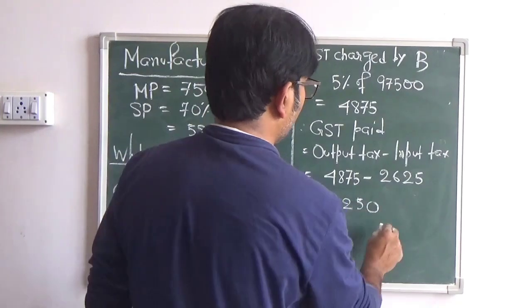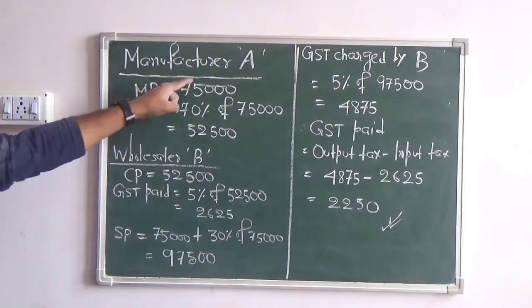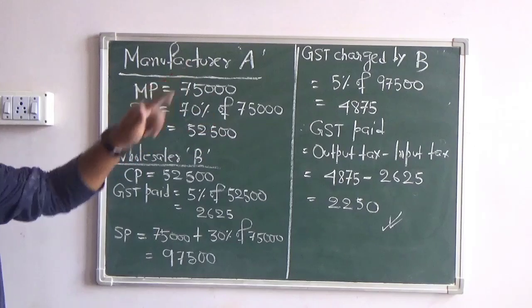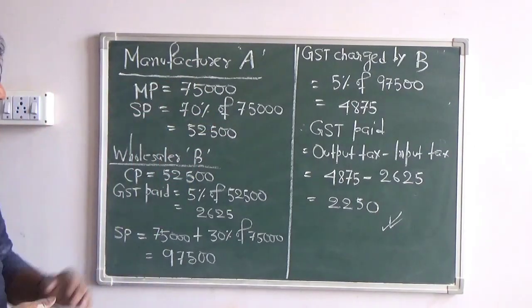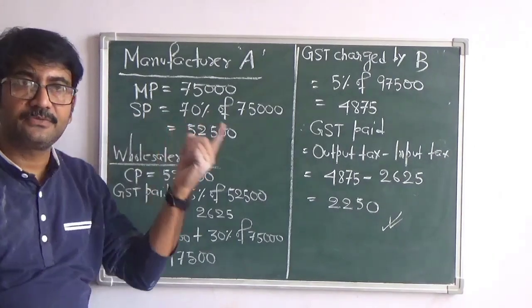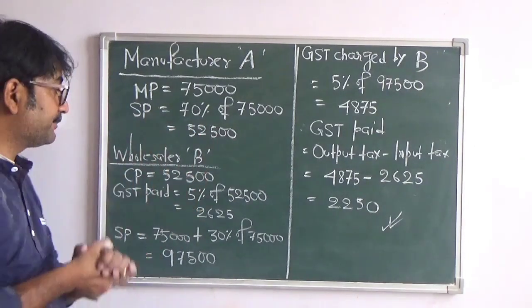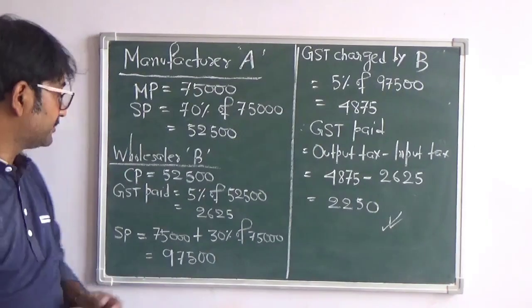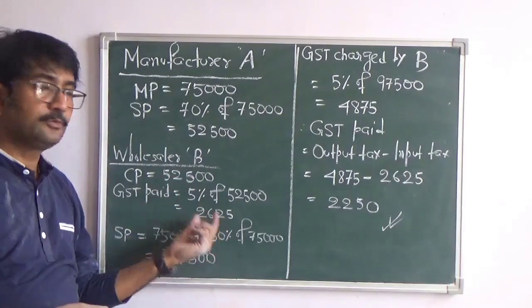So here it is. Now the mark price for manufacturer A is 75,000, and he sells it off to wholesaler B at a discount of 30%. So the selling price is 52,500. Now CP for the wholesaler is 52,500. So when he is purchasing it, he has to pay GST. GST paid is 5% of this purchase amount, coming to 2625.